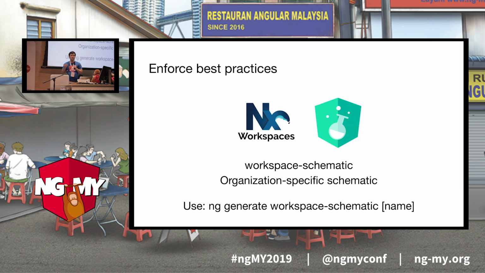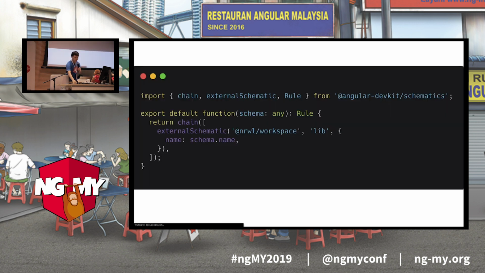With Nx, there is a tool called workspace schematics that is used for scaffolding libraries or files and modifying code in the workspace. For example, some organizations may have a convention to create domain-specific libraries, and they can use this tool by using the command ng generate workspace-schematic and the name. And here is the boilerplate after we generate the workspace schematic. What this really does is just create a library using the Nrwl schematics, and we have to write our own workspace schematics.